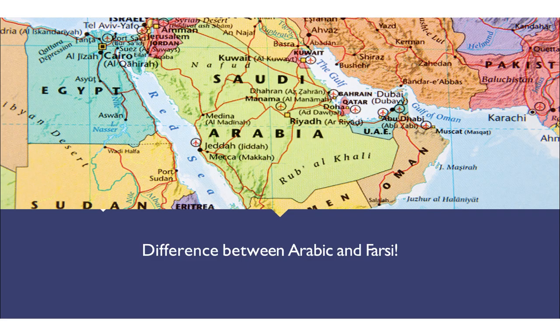Persian and Arabic are entirely different languages. However, they both have the most common alphabet. There are lots of Arabic words in the Persian language and some overlapping words in both languages.